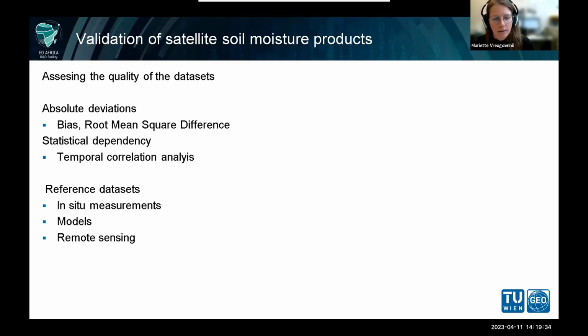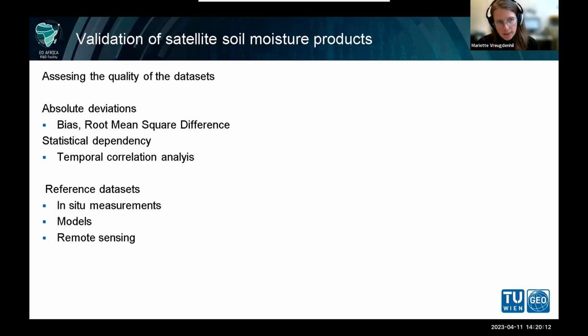Usually, if we do a validation of satellite soil moisture products, we look at two different statistical metrics. The first is that we look at absolute deviations through the bias and the root mean square difference. This basically shows us how much our satellite measurement deviates from our reference measurement in absolute values. The other one is the statistical dependency, which basically shows us how the two data sets vary in time. So if I have, for example, low soil moisture in my satellite data set, do I also have this in my reference data set?